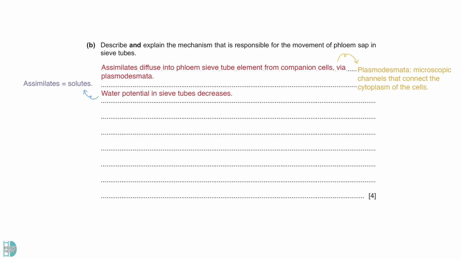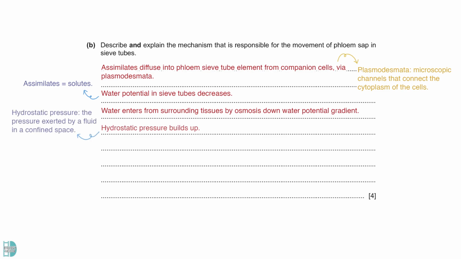Assimilates are soluble in water. Their presence in the sieve tube elements causes water potential to decrease. This leads to the movement of water from surrounding tissues by osmosis down the water potential gradient. The entrance of water causes the hydrostatic pressure to build up. Hydrostatic pressure refers to the pressure exerted by a fluid in a confined space.